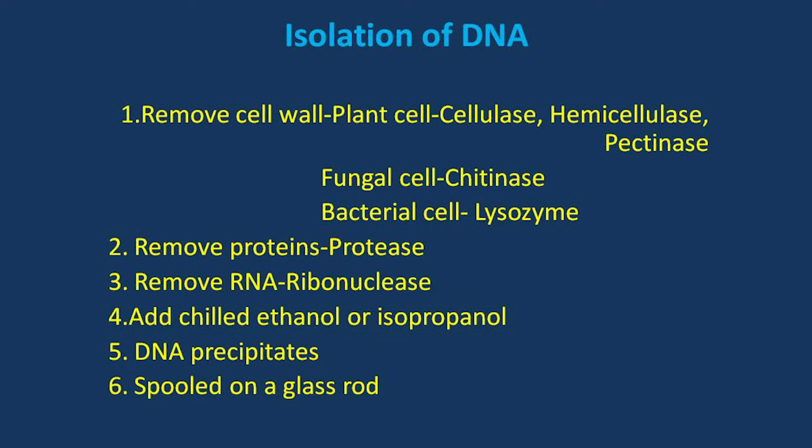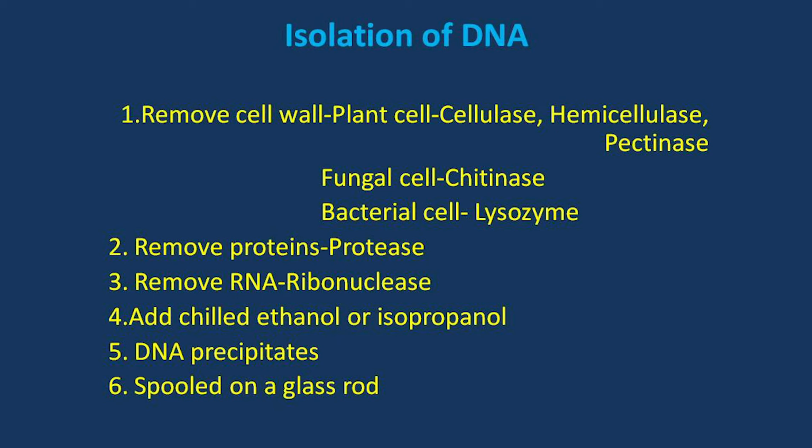In this step, what we are doing first is isolating DNA from a cell. If you are isolating DNA from a plant cell, first you have to remove the cell wall using enzymes such as cellulase, hemicellulase, and pectinase. If you are isolating DNA from a fungal cell, you use chitinase. If it is a bacterial cell, we use lysozyme.